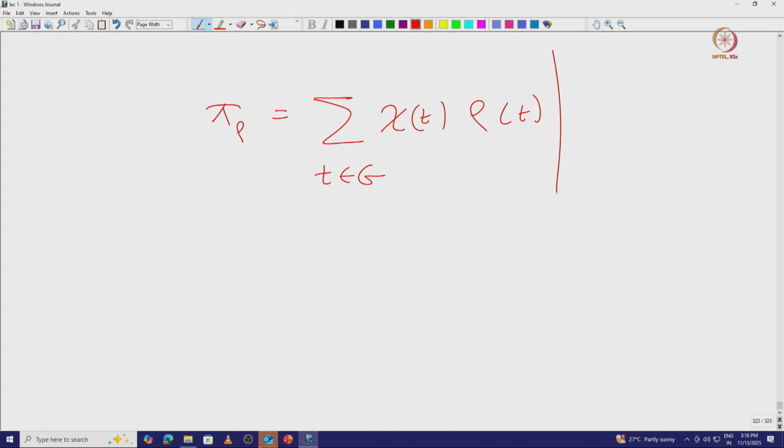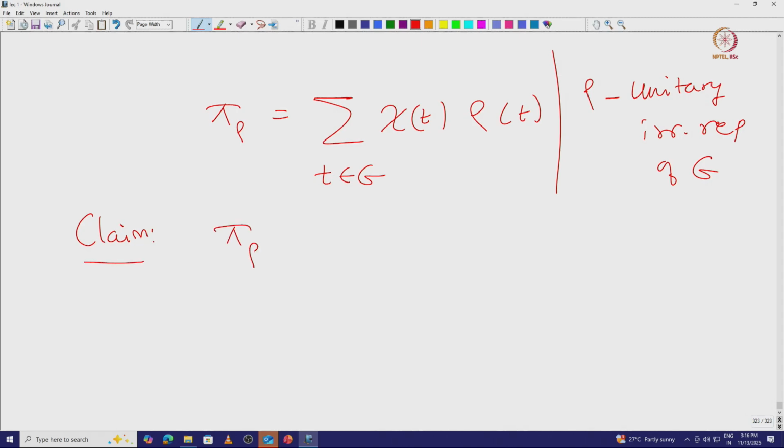Here rho we can take to be a unitary irreducible representation of G. Now the claim is that this pi rho is indeed a G invariant map. So this pi rho lives inside Hom_G(V, V), where V is the representation space. That is indeed a quick verification.